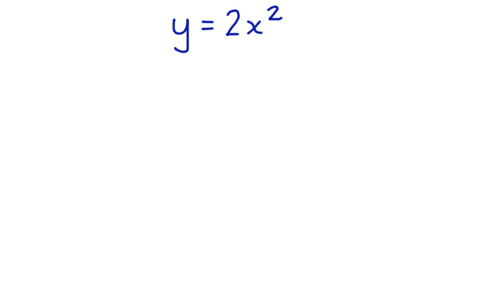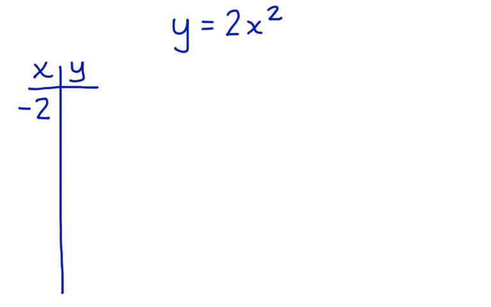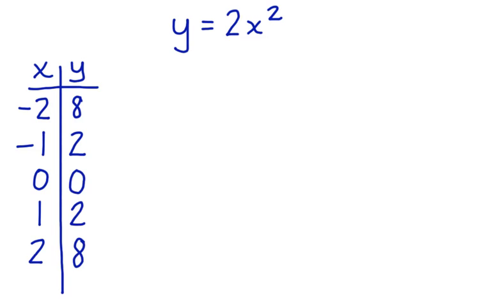Now let's take a look at another equation and see if we can graph that parabola. Y equals 2x squared. We start with a table of values. -2 squared is 4 times 2 is 8. -1 squared is 1 times 2 is 2. 0 squared is 0 times 2 is still 0. 1 squared is 1 times 2 is 2. And 2 squared is 4 times 2 is 8.